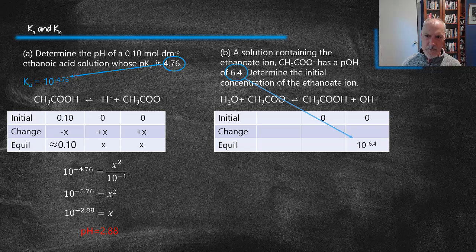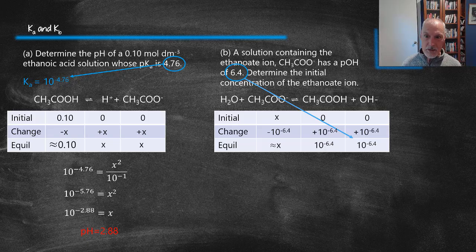Now, from knowledge that the pOH is 6.4, I can say that at equilibrium, the concentration of the OH- ion is 10 to the negative 6.4. That allows me to fill in all the other bits of information. Notice that the change in the ethanoate ion concentration is a very small number, so I can make this simplifying assumption for it.